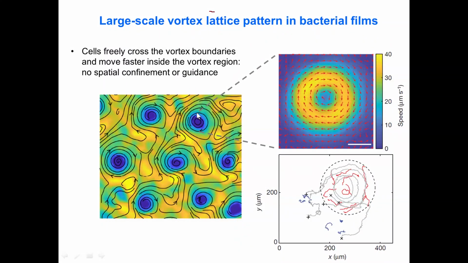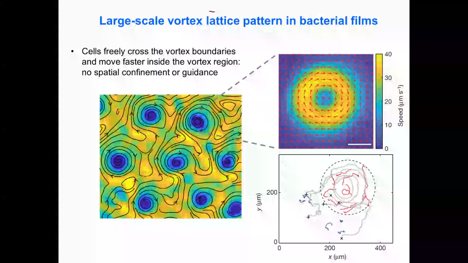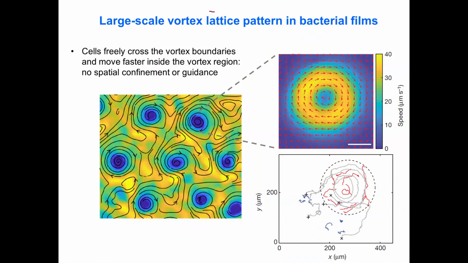As I mentioned, the formation of this ordered arrangement of vortices does not require any spatial confinement or spatial guidance. And individual cells within the vortices are free to cross the boundaries between vortices. If we check the movement of individual cells, we can see that they enter and leave the vortices quite frequently, but they display different motion patterns inside the vortices, the vortex phase, and outside the vortex phase.